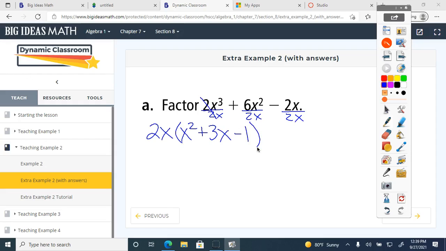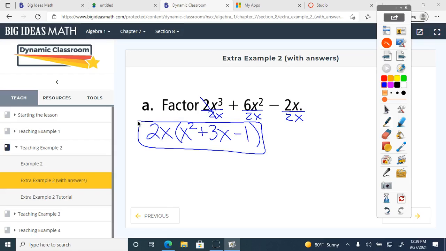Are there two numbers that multiply to be negative 1 and add up to 3? No, there's only two numbers that multiply to be negative 1, and that's negative 1 and positive 1. They don't add up to 3. So we are done right here. Okay? So sometimes you're just going to take the greatest common factor out and you'll be finished.